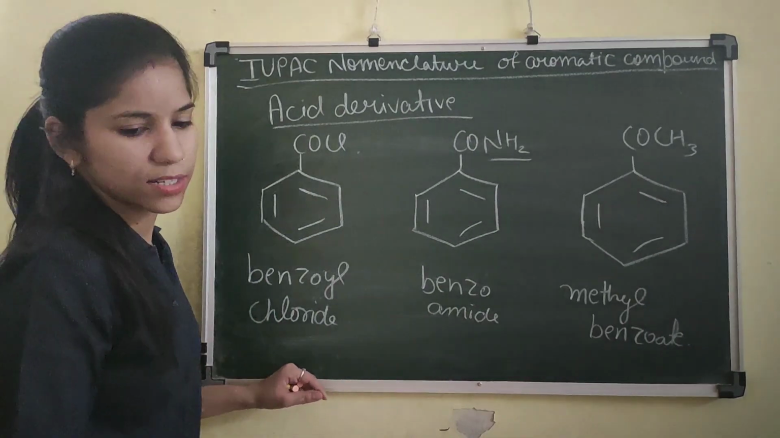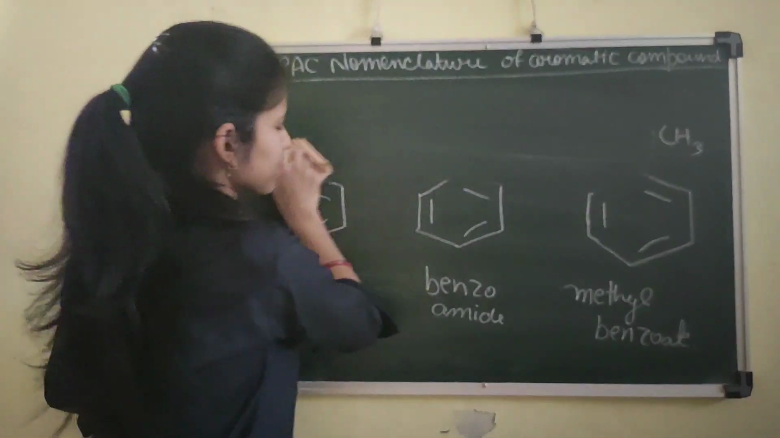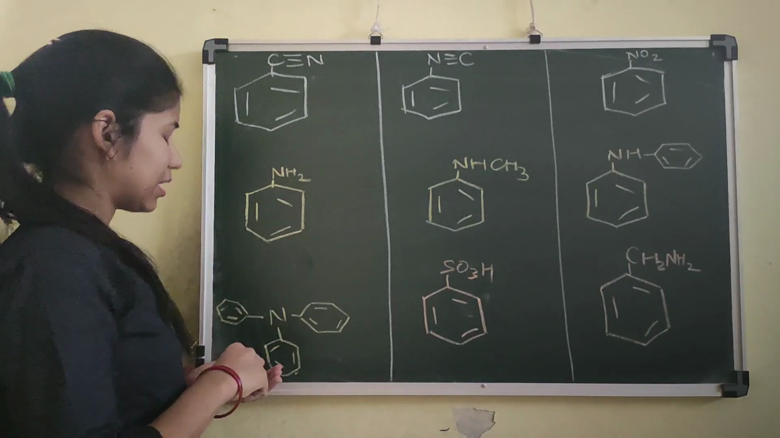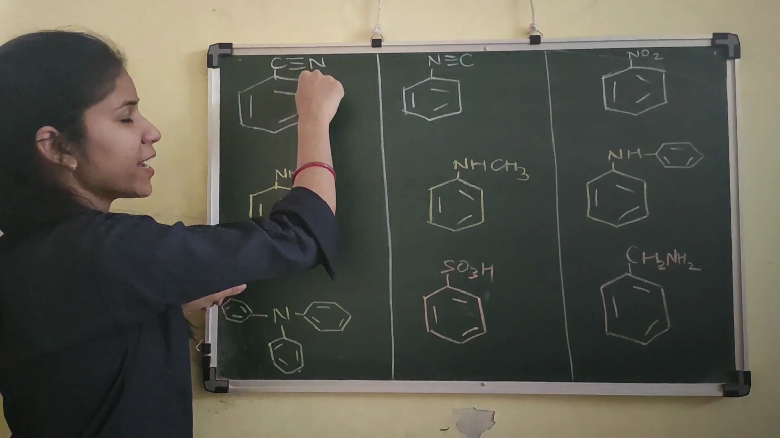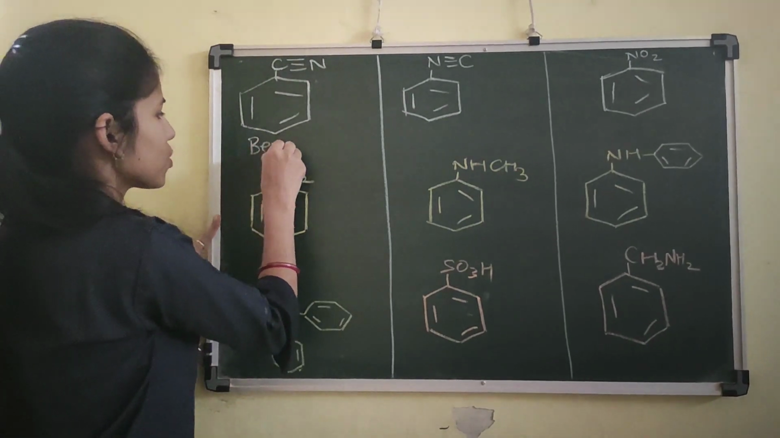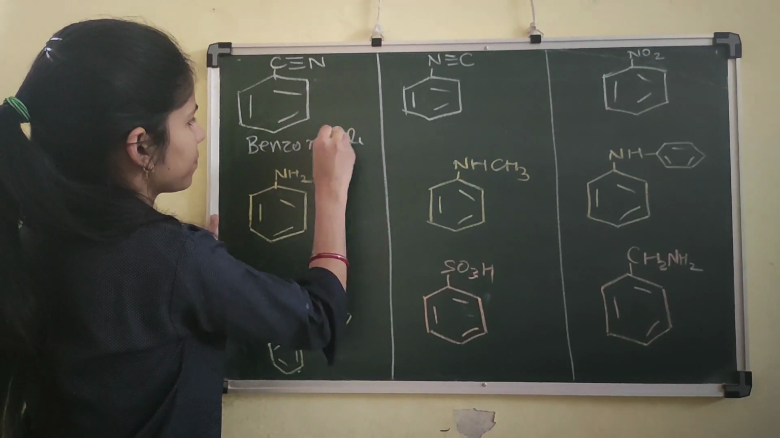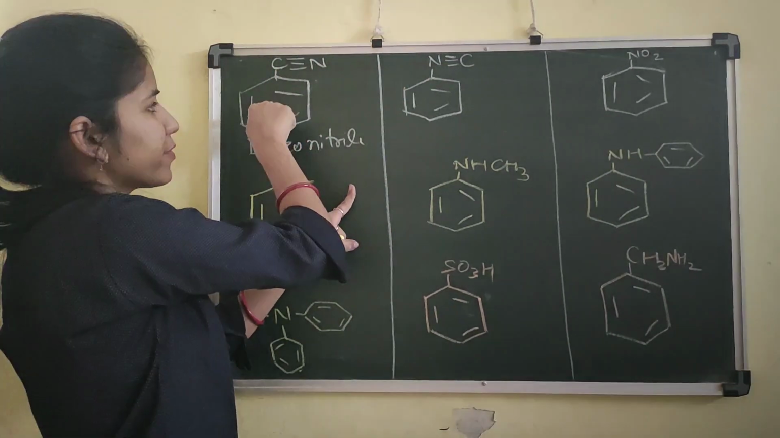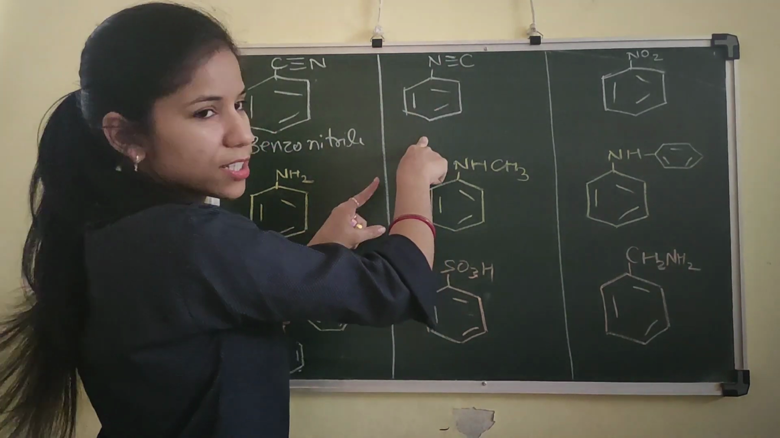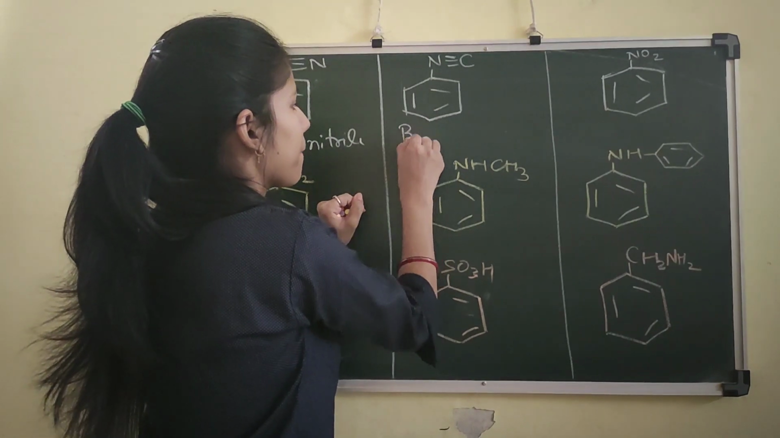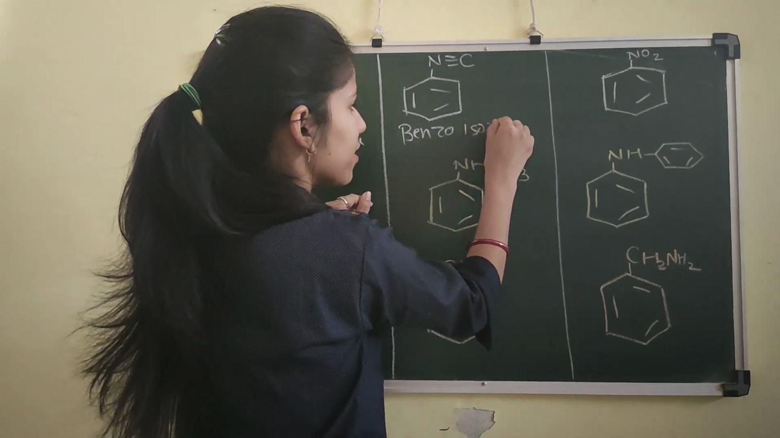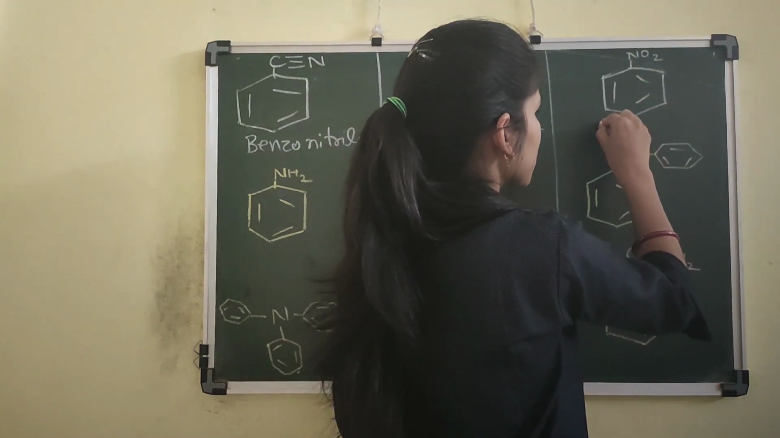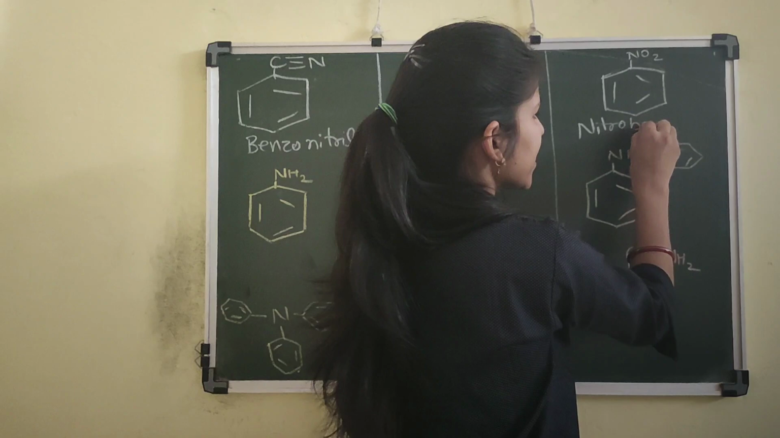Now the other groups. If the benzene ring is attached with CN, this is called benzonitrile. And if the benzene ring is attached with NC, the nitrogen links to the phenyl ring, this is called benzoisonitrile. And if the benzene ring is attached with an NO2 group, this is called nitrobenzene.